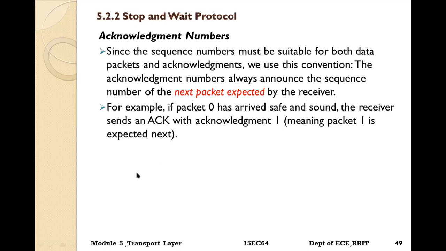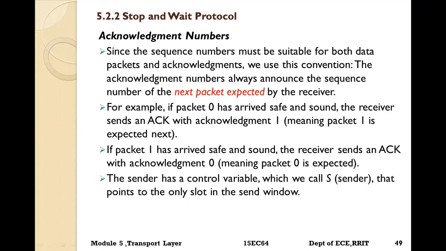If the sequence number is 0, the acknowledgement number will be 1. If the sequence number is 1, the acknowledgement number will be 0. So in this way, the next sequence number is the acknowledgement number that we are going to give. The same procedure we studied in the data link layer, that is module 2. The same way we are going to understand.